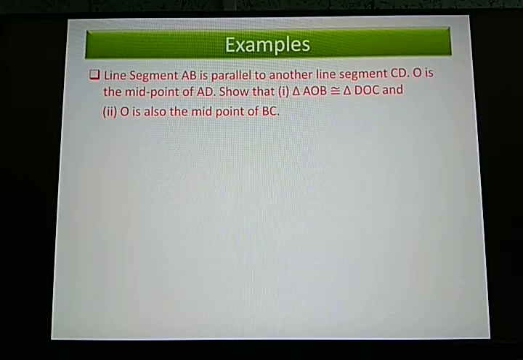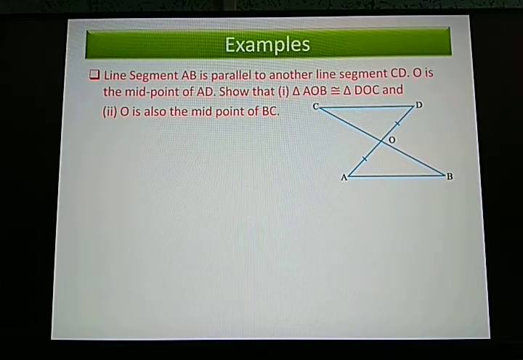Next example says that line segment AB is parallel to another line segment CD. O is the midpoint of AD. Now we have to show that triangle AOB is congruent to triangle DOC and O is the midpoint of BC. So let us see the figure. So this is the figure given to us.